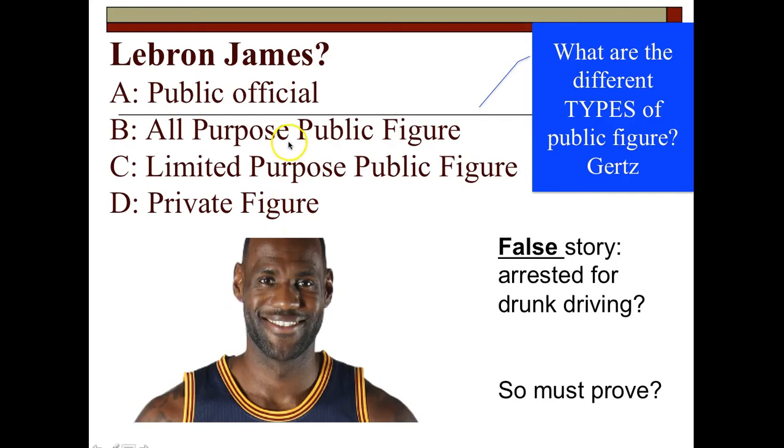A court would likely designate him an all-purpose public figure. That means he has such pervasive power and influence in society that everybody would recognize him. And all-purpose means that we treat him as a public figure no matter what story is written about him. So a story about drunk driving, he's a public figure. A story about buying a house, he's a public figure. A story about playing basketball. An all-purpose public figure is a public figure for everything you could write about them. And they're usually highly famous people.